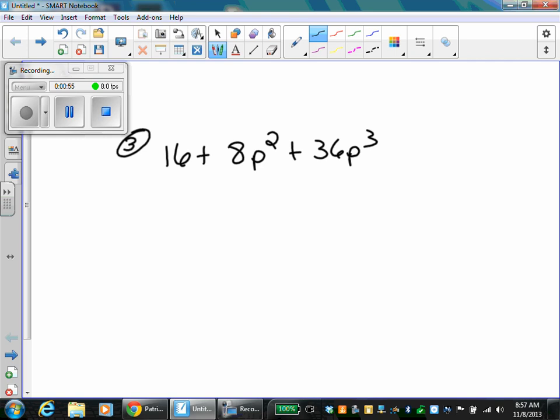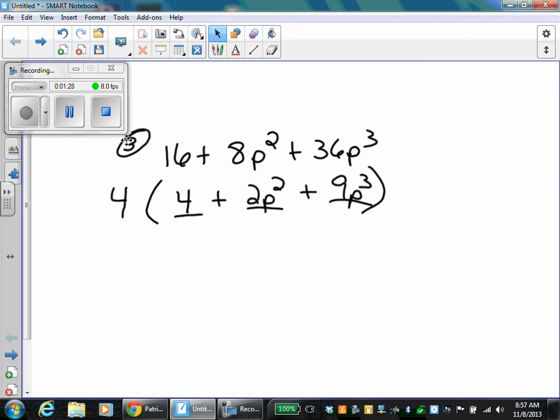What can come out of 16, 8, and 36? A 4. Okay, can I take any p's out? No, because the first term doesn't have a p. So I would have 3 blanks, because if I'm going to take a 4 out, I got to take it out from all the terms. When I divide a 4 out of the 16, I'm left with 4. When I divide a 4 out from the 8, I'm left with 2p squared. And when I divide a 4 out of the 36, I'm left with 9p cubed.